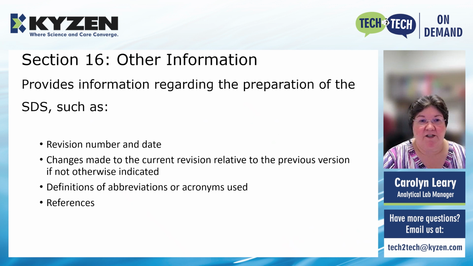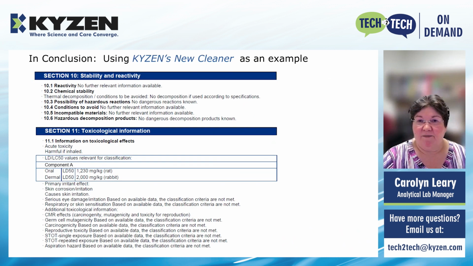So now, to recap and look at an example of a finished document, going back to our previous example, we made up our KaiZen's new cleaner and put together a safety data sheet. Rather than go through sections 1 through 9 again, refer back to KaiZen's Tech to Tech series, parts 1 through 4, for more information. Just looking at section 10, stability and reactivity, fortunately, our new cleaner is very stable and non-reactive.